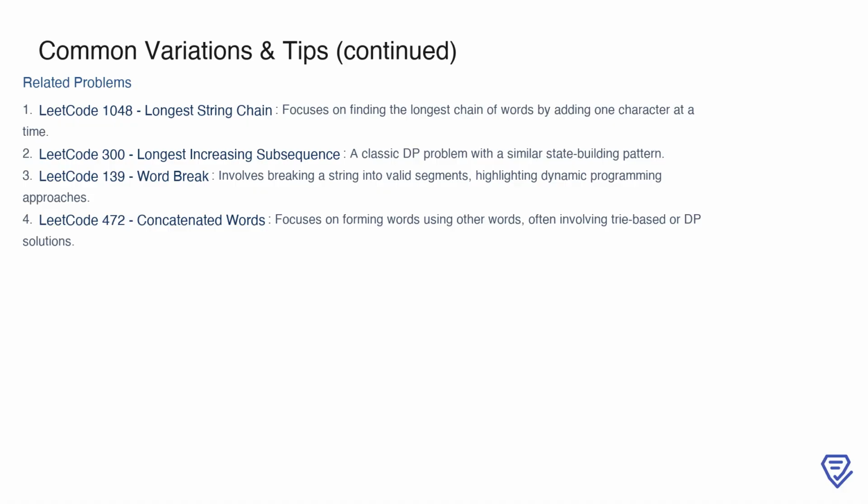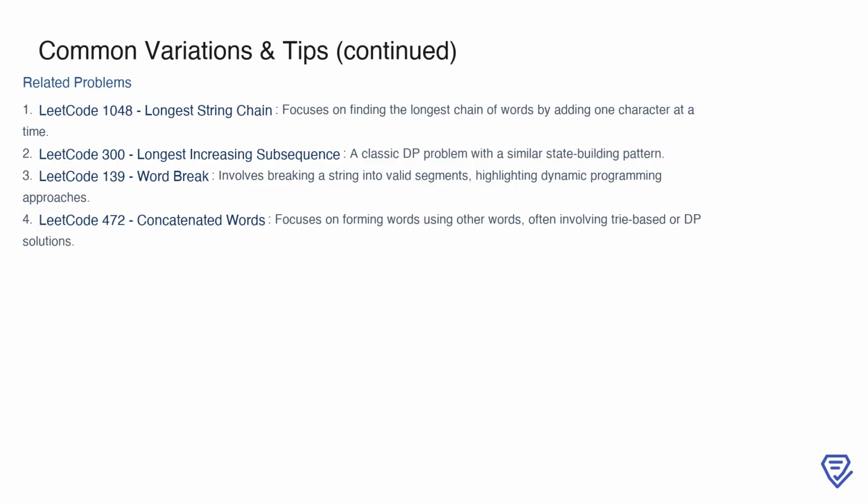To deepen your understanding, it helps to explore related problems. For example, LeetCode 1048, longest string chain, focuses on building the longest chain of words by adding one character at a time. LeetCode 300, longest increasing subsequence, is another classic dynamic programming problem with a similar state-building process.